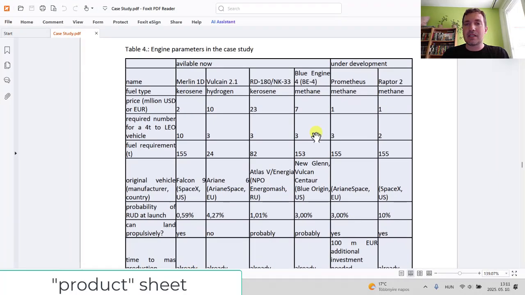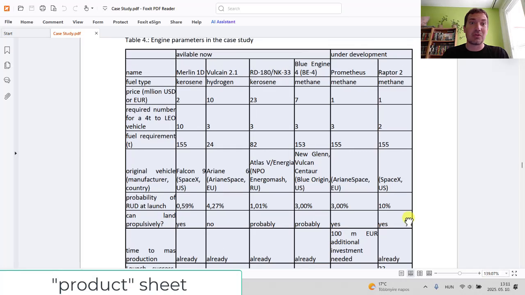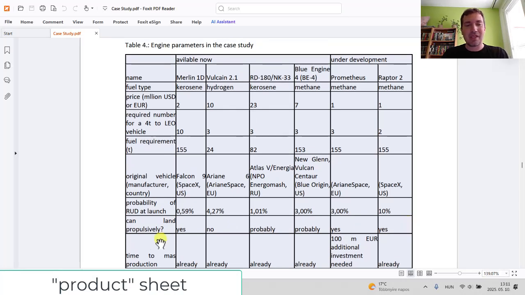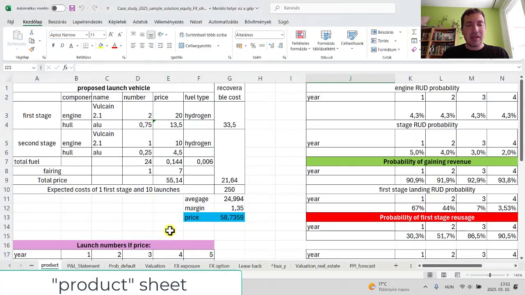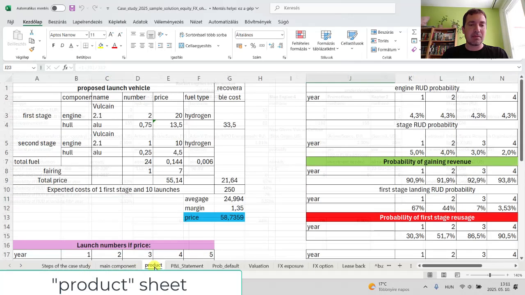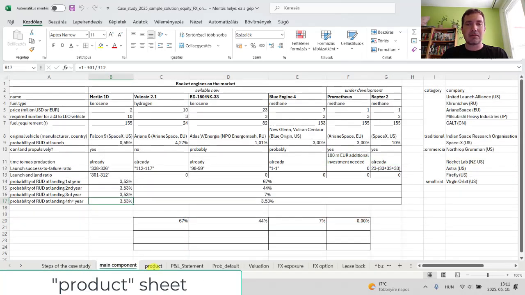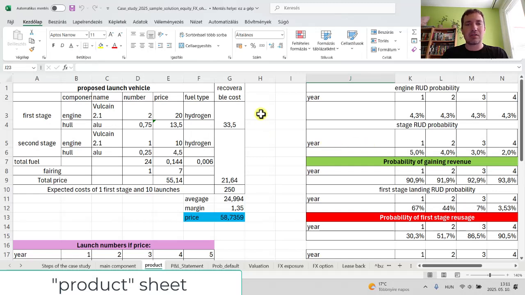And also at the beginning we need some data from the case study description, because you already read that one, so this will guide our job. Okay, so in the Excel sheet we have many things here, but first of all we have one really important part, and this is our product description. So what you have to do is define what your engine is for the first stage, second stage, so this should be changed.